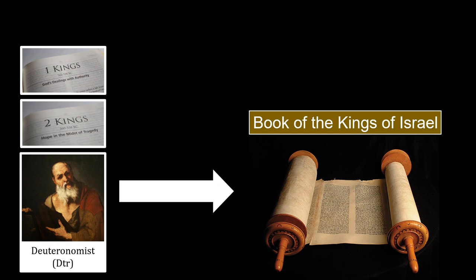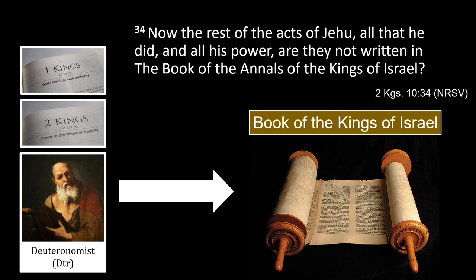So the reference in relation to Jehu is this: "Now the rest of the acts of Jehu, all that he did, and all his power, are they not written in the book of the annals of the kings of Israel?" End quote. So that phrase right there is found for many kings of both Israel and Judah. There's also a book of the kings of Judah as well. And it's quite clear that the Deuteronomist is using these as sources to construct his own work.